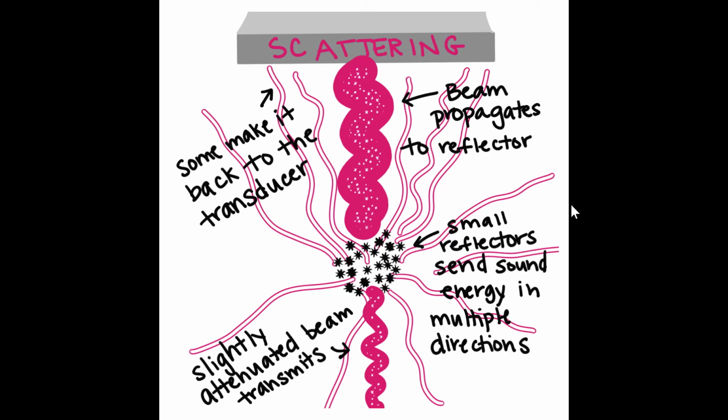Some of it's going to head off into directions that aren't going to matter whatsoever. And some of it is going to continue forward. So it's slightly attenuated, but we still get forward transmission of the beam. And this forward transmitted beam is going to go until it interacts with another reflector. And then some of that sound will be scattered or sent back or absorbed. And it just keeps going until this has been completely attenuated.